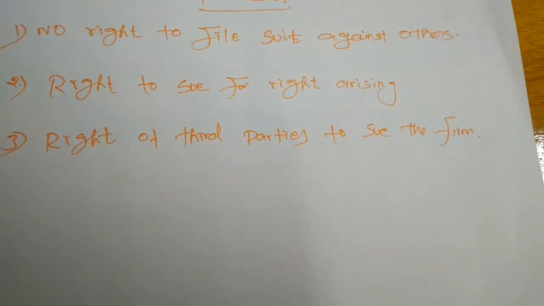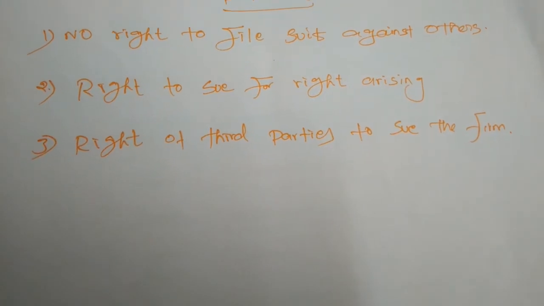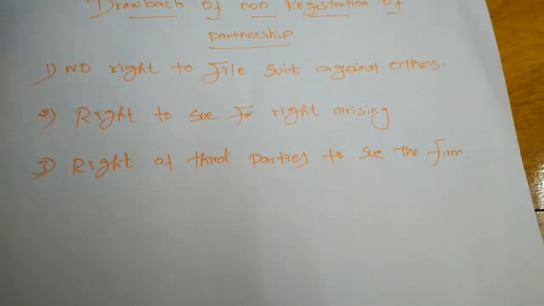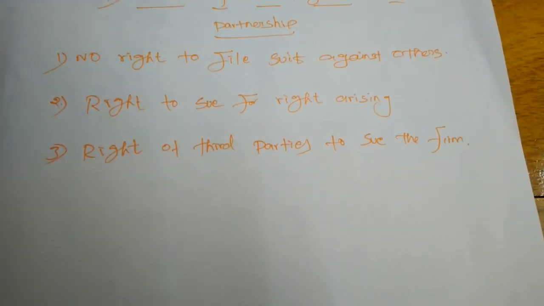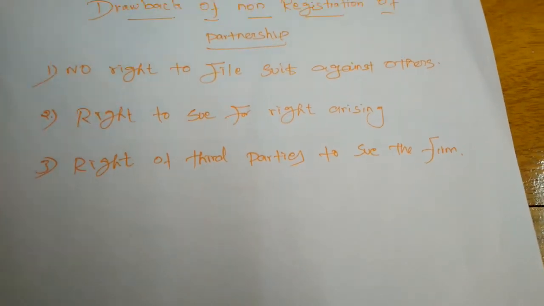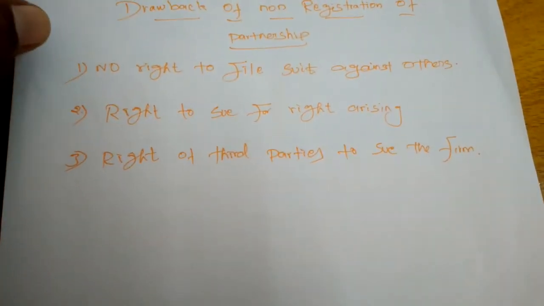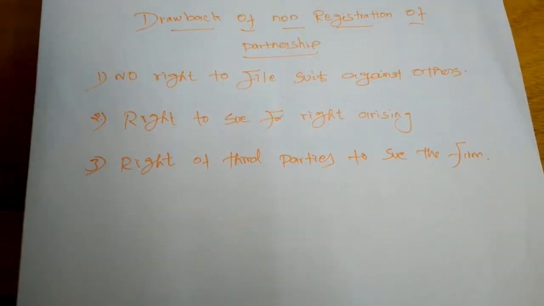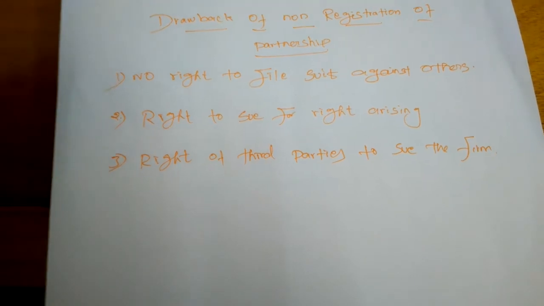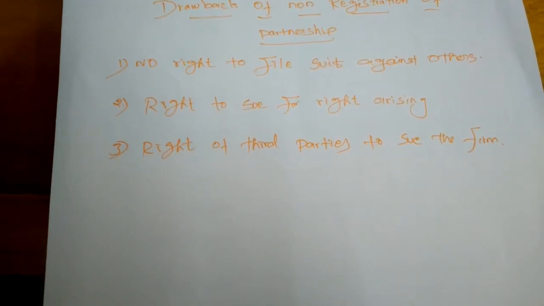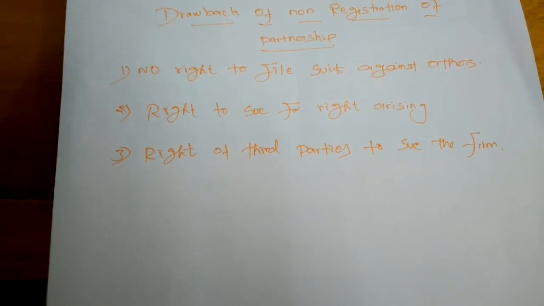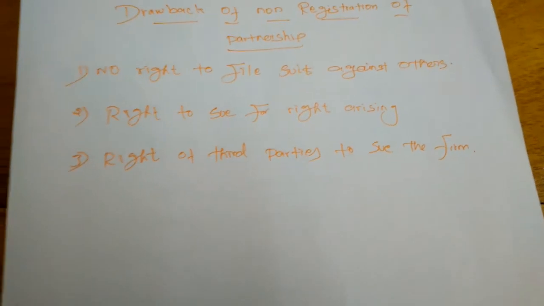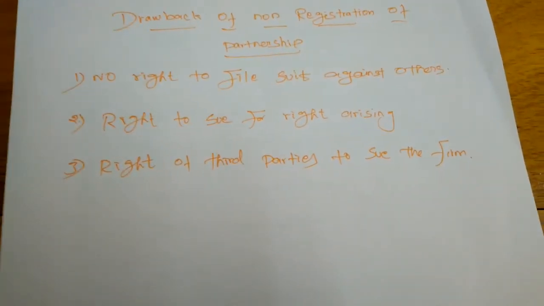Next, the right of third parties to sue the firm. The rights of third parties against the firm are not affected by non-registration. Just as the partnership organization is unable to take legal action against third parties, the third parties also cannot make a suit against the firm. A partner of an unregistered firm cannot sue the firm or other partners for enforcing his rights under the partnership deed. However, his right to sue for the dissolution of the firm, or for the accounts of the dissolved firm, or for his share in the assets of the dissolved firm is not affected by non-registration. So if we do not register our organization, we can't do anything by the legal way. This is the matter.